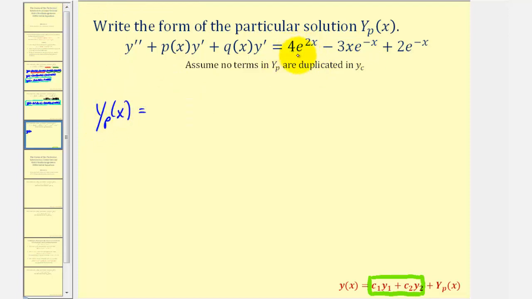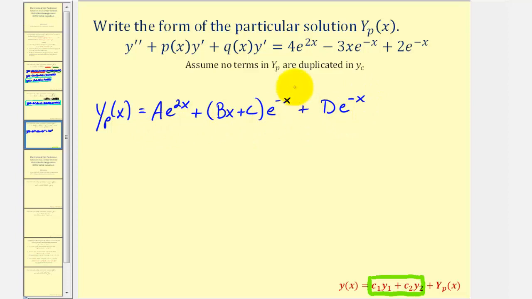So notice how the first term is 4e to the power of 2x. So for the particular solution, we'd start with a times e to the power of 2x. Remember, a is some unknown coefficient. Looking at the second term, we have minus 3x times e to the power of negative x. We need to think of this as a linear function times an exponential function. So for a linear function with unknown coefficients, we would have to have plus the quantity bx plus c times the exponential. And then we'd have plus d, an unknown coefficient, times the exponential e raised to the power of negative x.